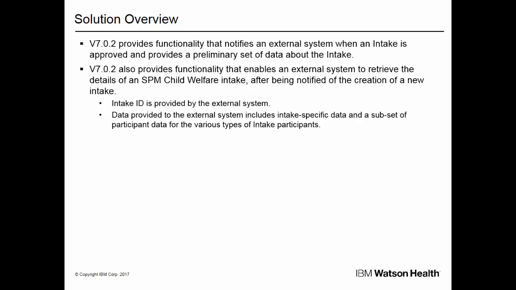Data provided to the external system includes intake-specific data and a subset of participant data for the various types of intake participants. The details provided to the external system include intake summary details, narrative, intake participants, allegations, recommendations, and several others. See the IBM Knowledge Center for the complete list. For intake participant-related details that are stored as snapshot data, details provided to the external system are retrieved from snapshot tables, not regular database tables.